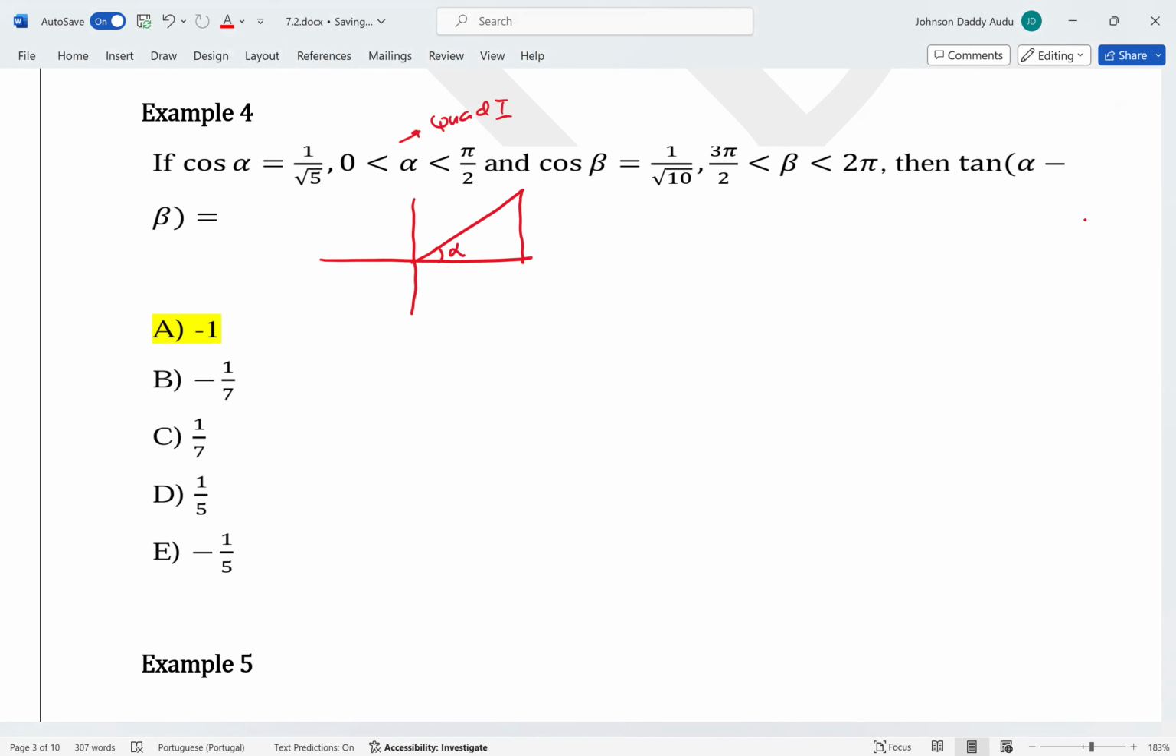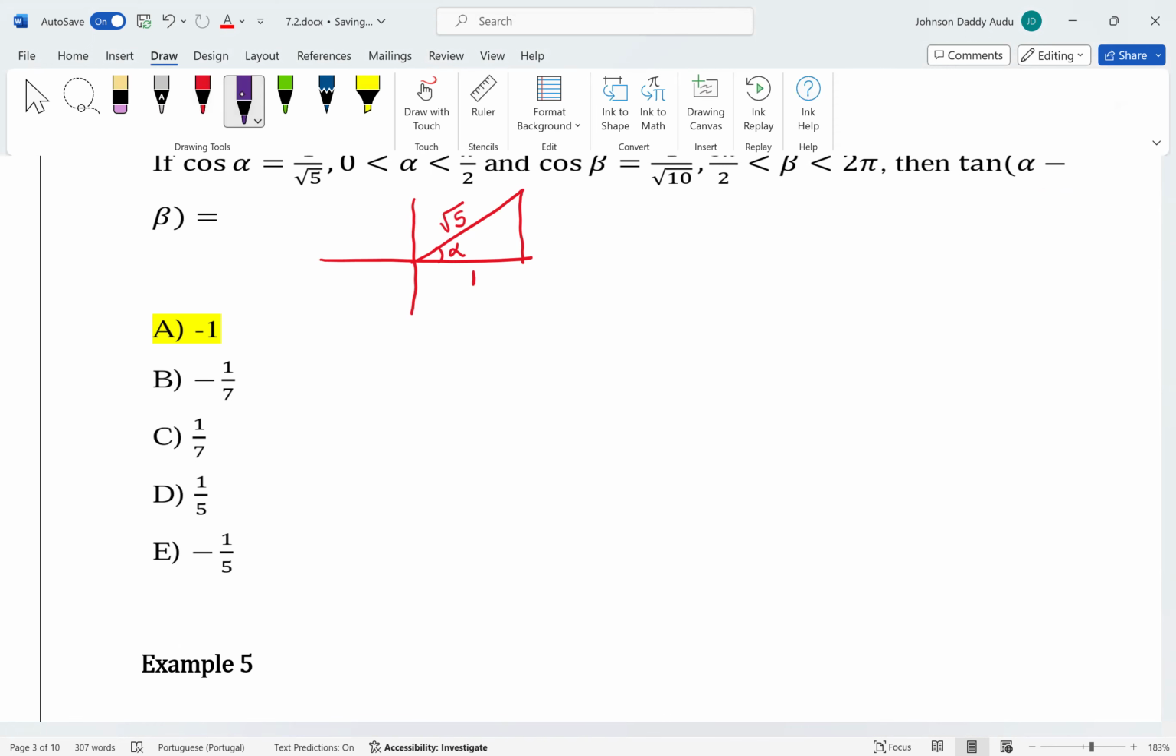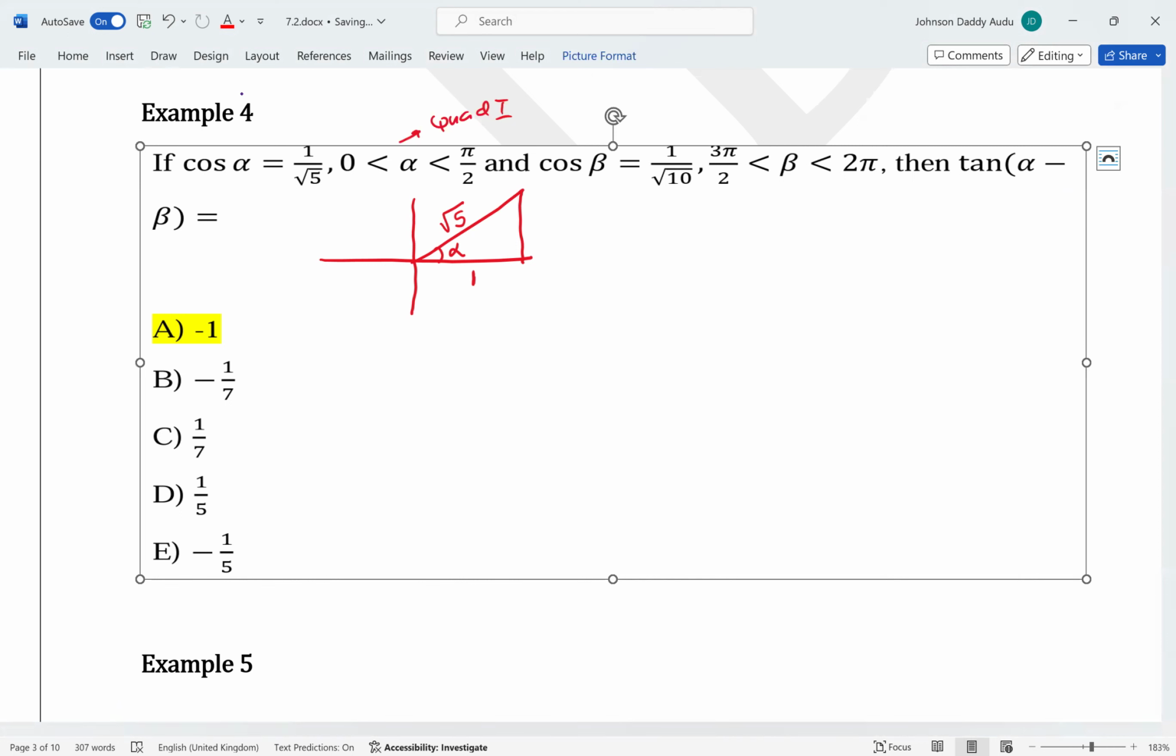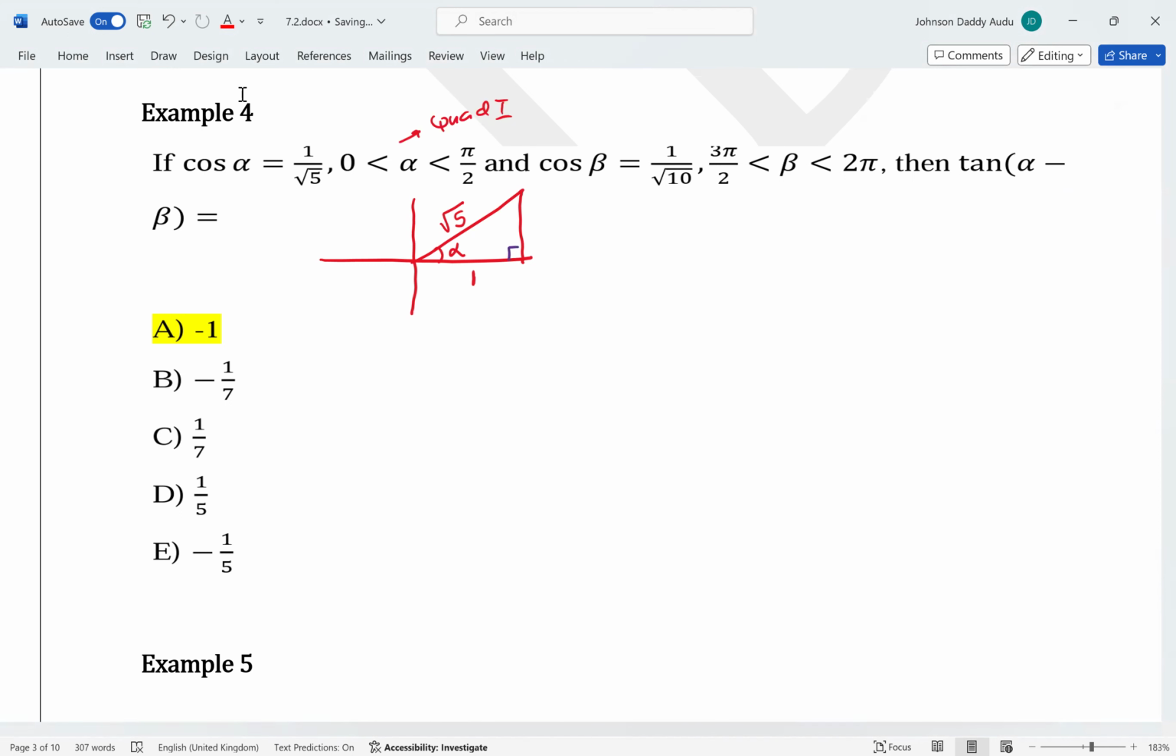And what is cosine? Cosine is adjacent over hypotenuse. So it means this is 1, and the hypotenuse is root of 5. And clearly, it means that we can have our opposite, right? And what will this be? This will just be the square of this, which is 5 minus 1. So that will be equal to a root of, so here, what is 2.